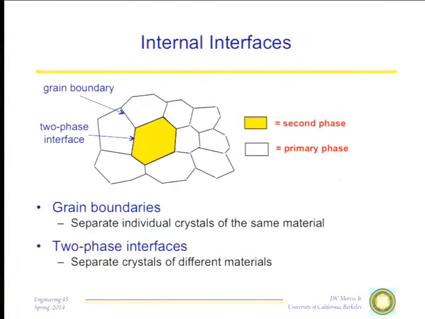Internal interfaces. The most common internal interfaces, particularly in structural materials, and electronic materials as well, are grain boundaries and two-phase interfaces. A typical engineering material, most engineering materials, are polycrystalline.